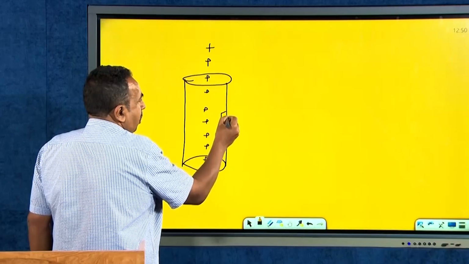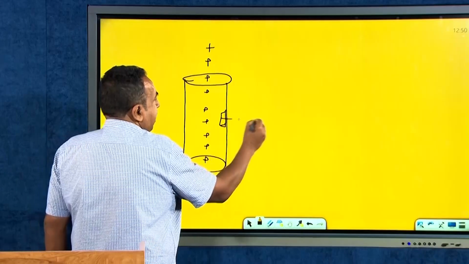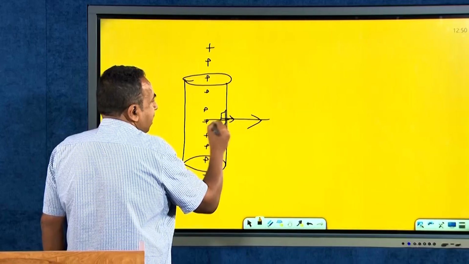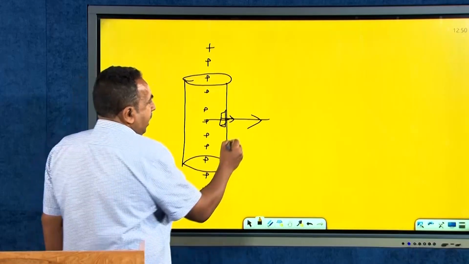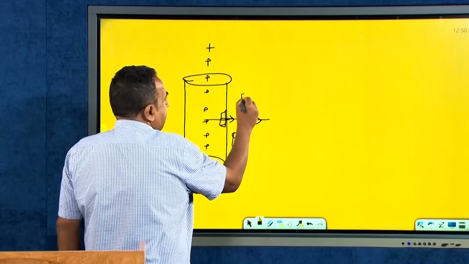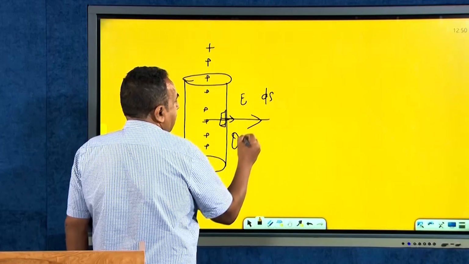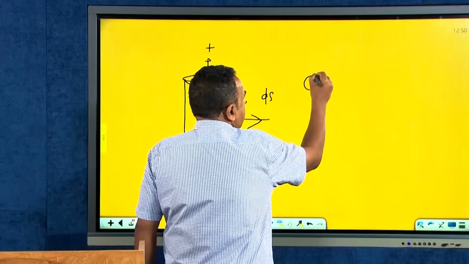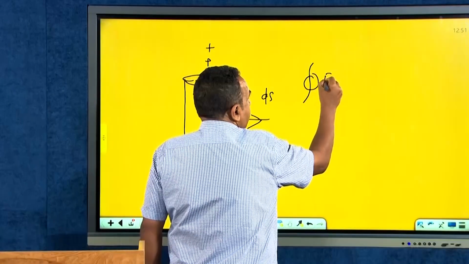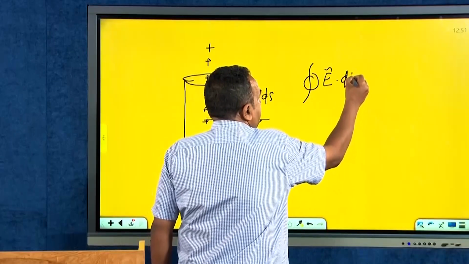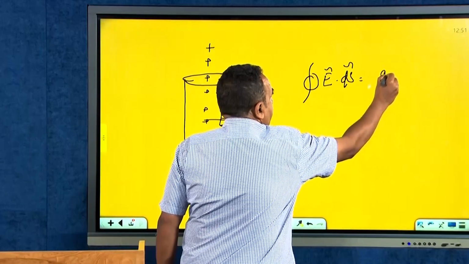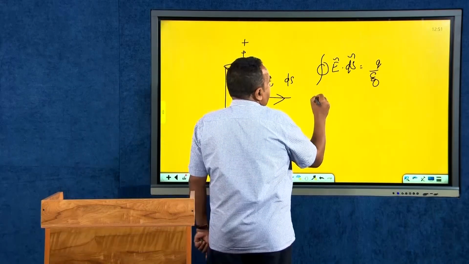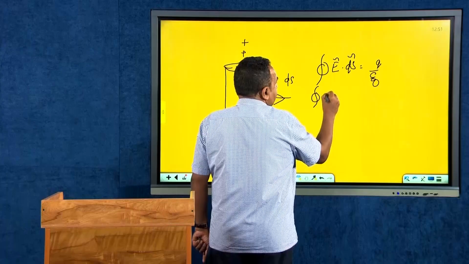Therefore, you have a small area here. The area has a direction like this. Your line charge distribution has an electric field in the same direction. The angle between E and ds is theta equal to 0 degree. Therefore, I can apply Gauss's law: closed integral E dot ds is equal to q by epsilon 0. Therefore, this is E ds cos theta.